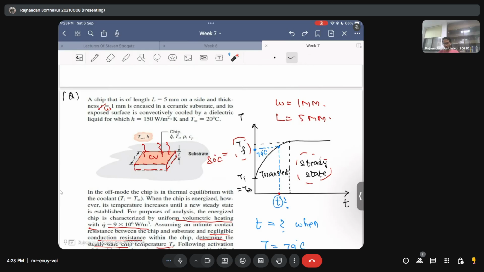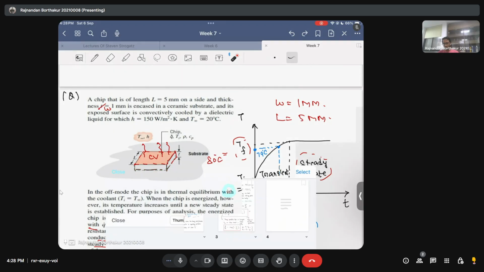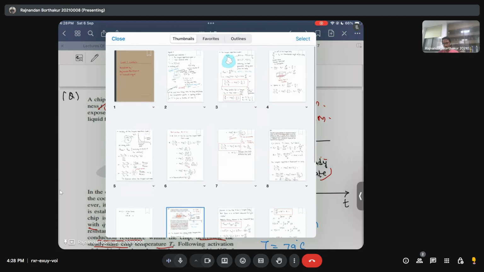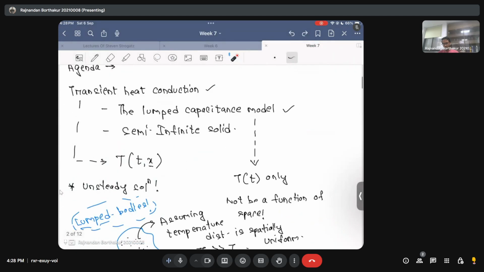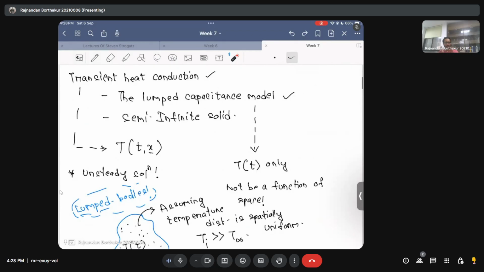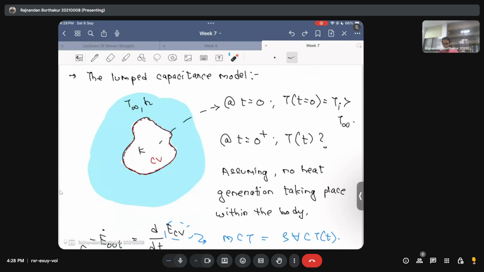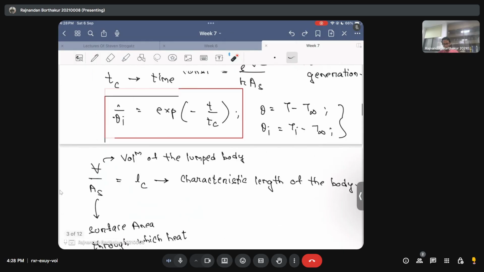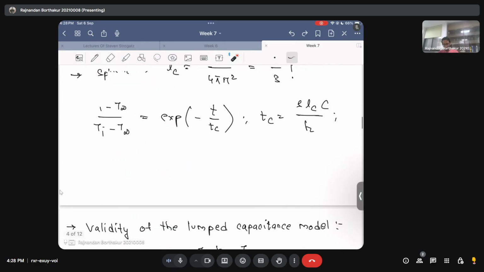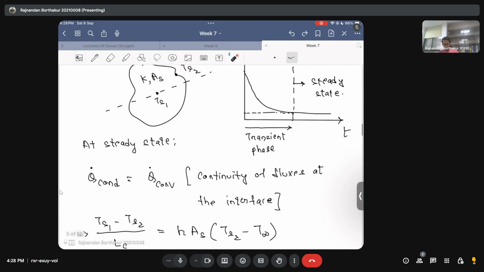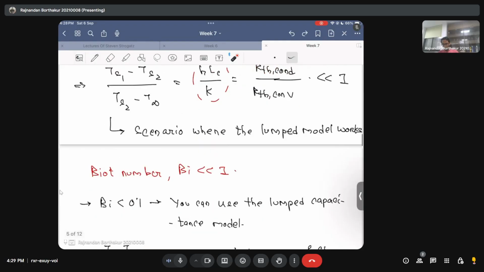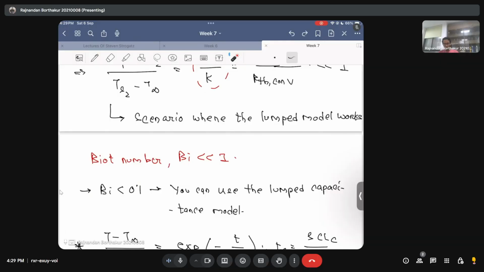So let's do a quick recap of what we did. We started off by trying to understand why we call it a lump capacitance model, and under what circumstances this model is valid. Then we said that this is true when your Biot number is less than 1, and in principle it should be less than 0.1.